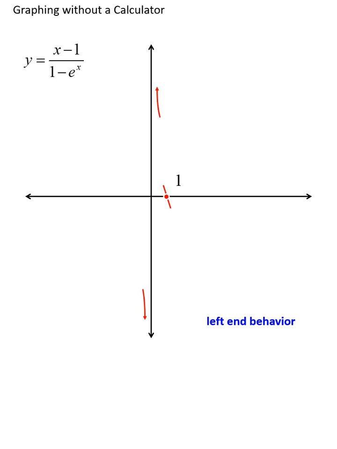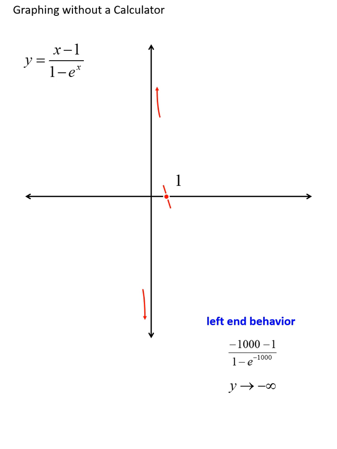Now let's take a look at the end behavior on the left side of this graph. First we'll plug in negative 1,000. My conclusion, based on this calculation, even without a calculator, is that y has to be approaching negative infinity.